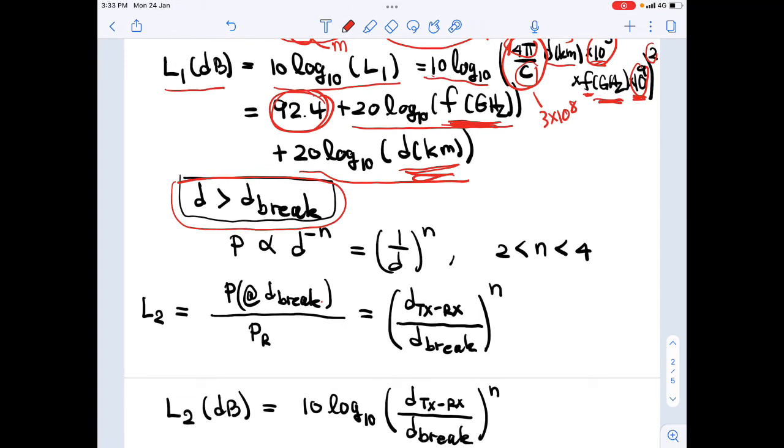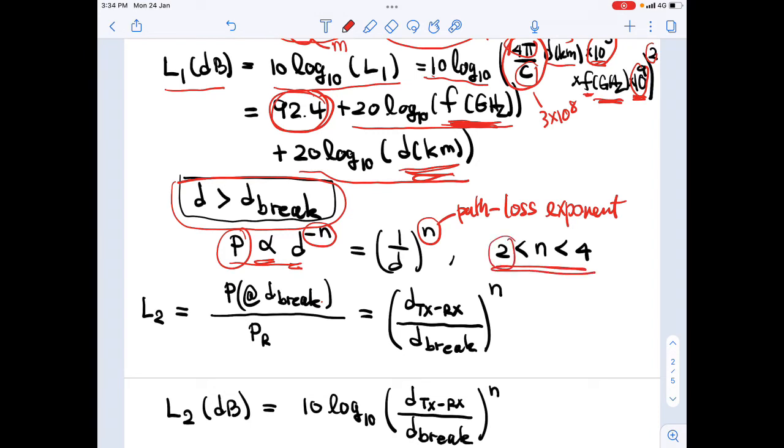So the power for the second part of the distance will be proportional to the distance raised to the power of minus n. Or the bigger the distance, the smaller the power, right? Or the power is linearly proportional to 1 over d raised to the power of n, where n is what we call the path-loss exponent. So depending on the environment, n is between 2 and 4.